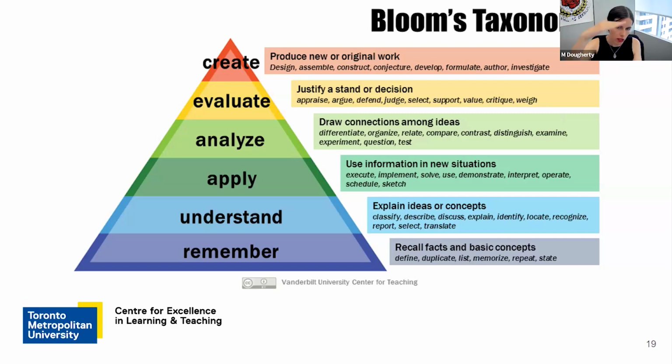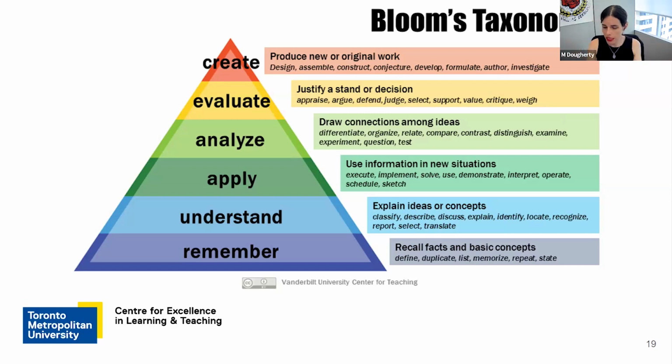But it's a way of categorizing things that students do with the idea that things that are lower down on the pyramid are necessary for the higher levels, but are also easier to master. So it's at these highest levels of the pyramid, analyze, evaluate, create, that we tend to see the biggest difference between human and computer performance.